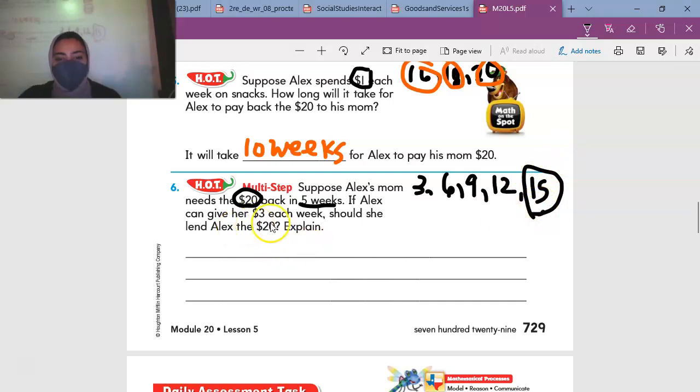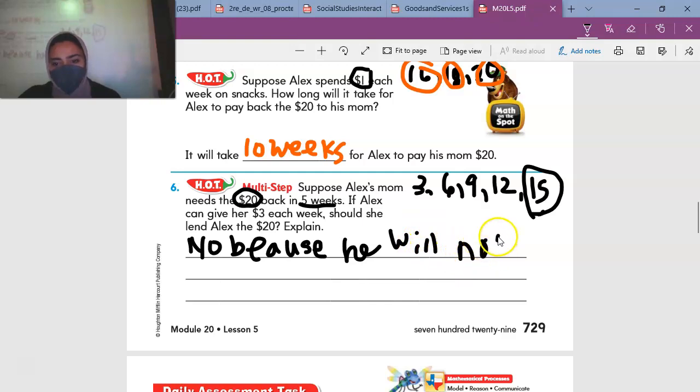So should she lend Alex the $20? No, because he will not be able to pay her back in 5 weeks. He will not have enough to pay her back in 5 weeks. No, because he will not have enough to pay her back in 5 weeks.